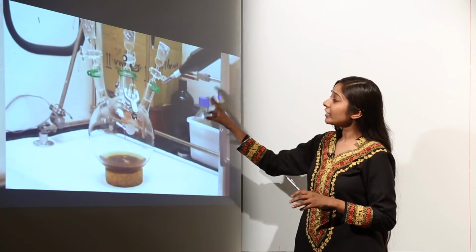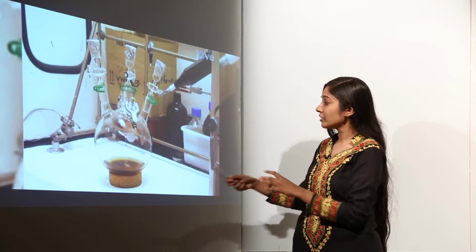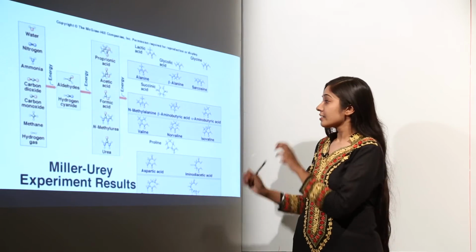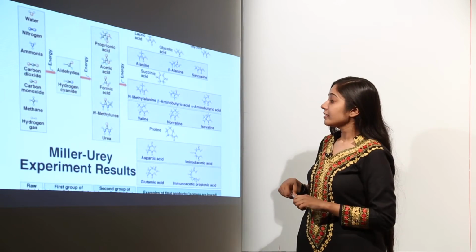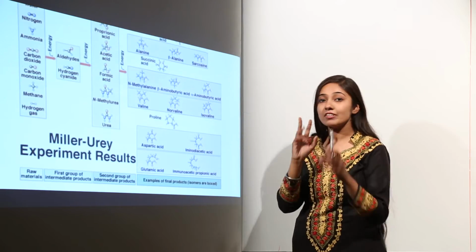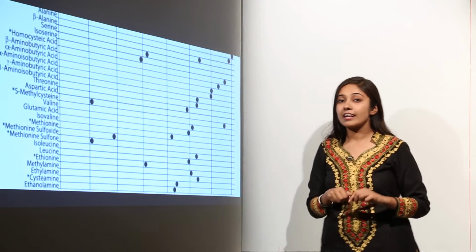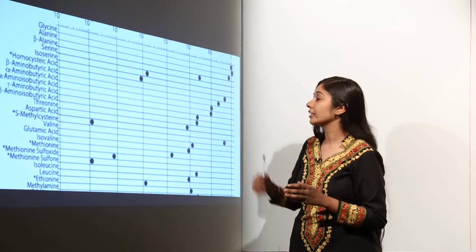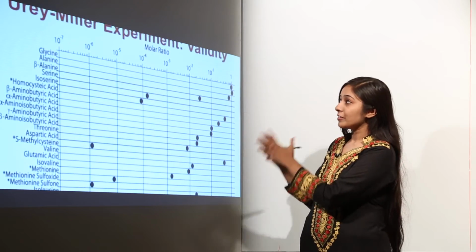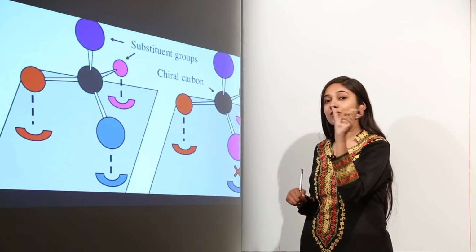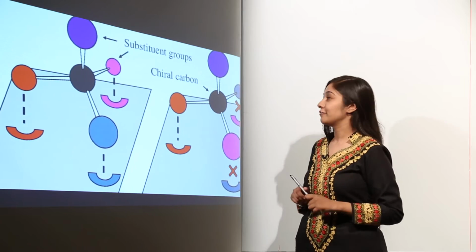Initially it was pink, and after a few days the solution, the water flask, turned red and turbid. This is how he found 11 important amino acids that are essential for life on earth, and how these experiments proved the Haldane and Oparin theory of the origin of life.